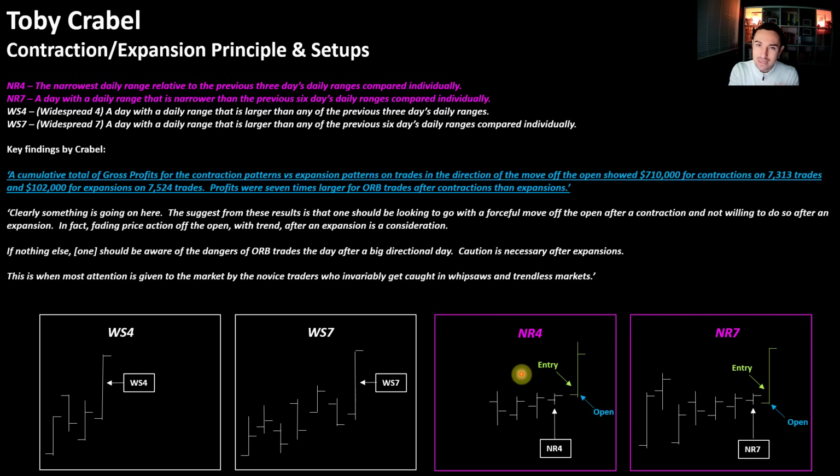So what that basically means is expansion follows contraction and contraction is followed by expansion. Okay, the two just work in tandem to each other. One follows the other and vice versa. Okay, it's like a constant dance that you'll see in the market. So he tested various different entry methods. So he called it a wide range 4, a wide range 7, a narrow range 4, and a narrow range 7.